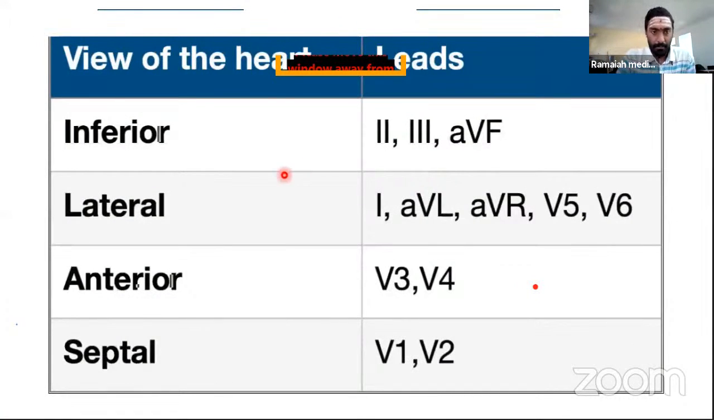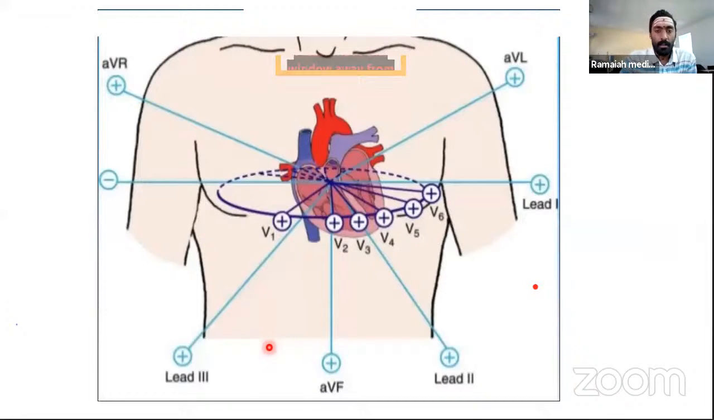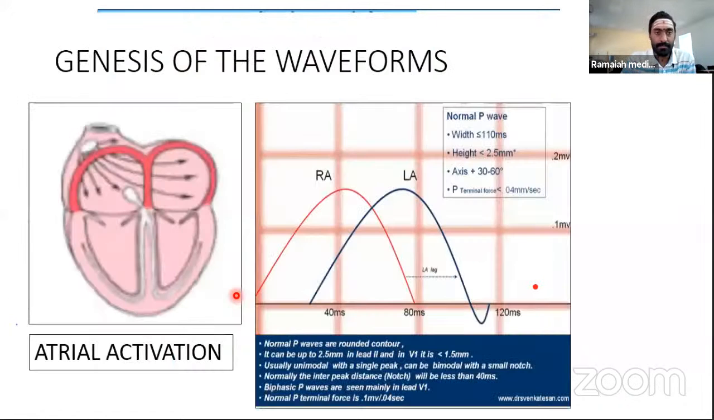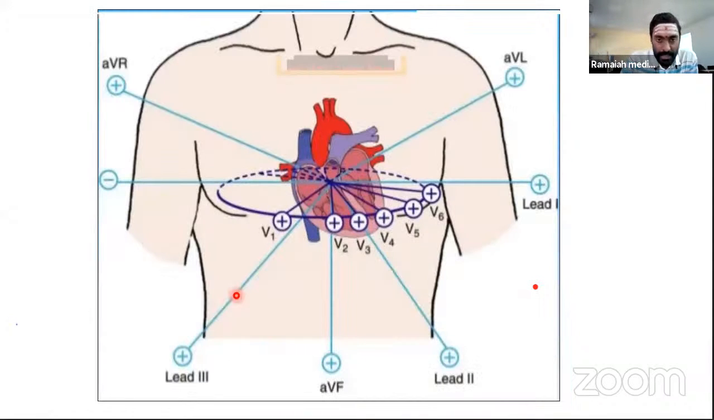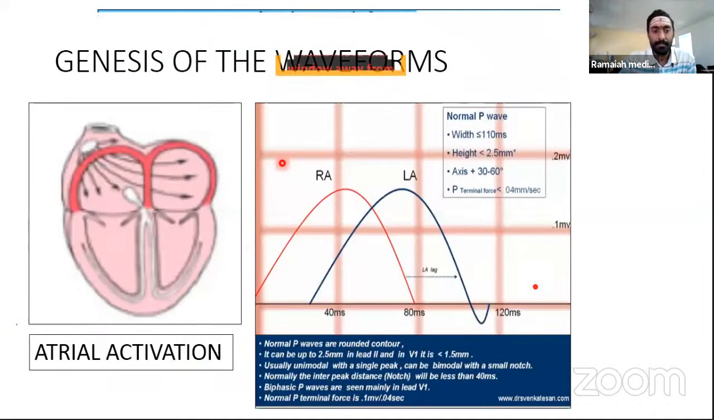A recap of the same: inferior leads 2, 3, AVF; lateral 1, AVL, V5, V6; anterior V3, V4; septal V1, V2. This is the gist of understanding the leads of the heart. Once you have understood the leads, it is easier to understand how each wave is generated and how it will appear on each of these leads.